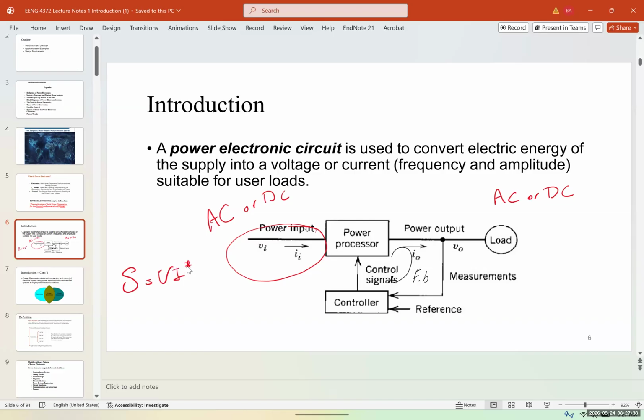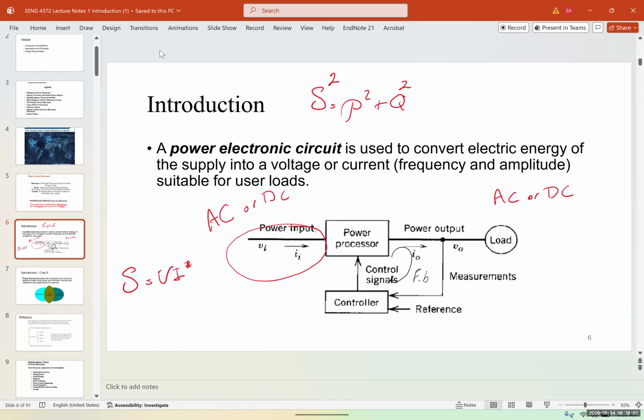Yes. And it has two terms. S is a combination of, do you remember what it is? Real power and apparent. So apparent power is going to be real power plus imaginary power or reactive power. Yes, this is just a reminder.